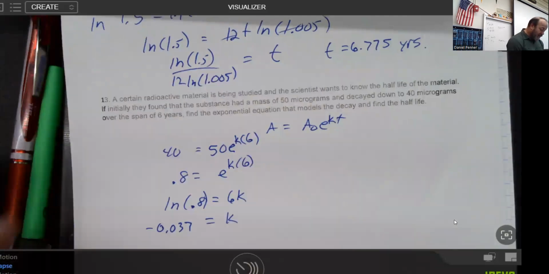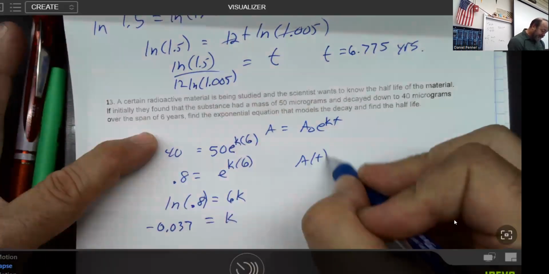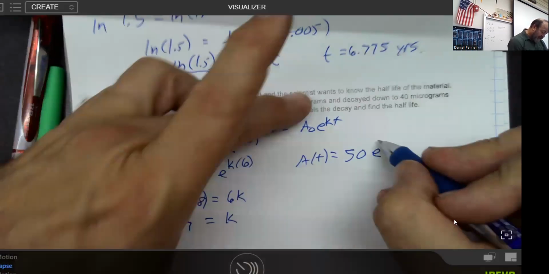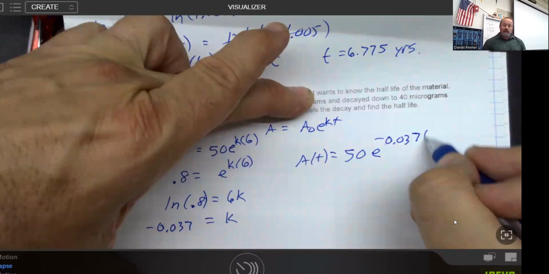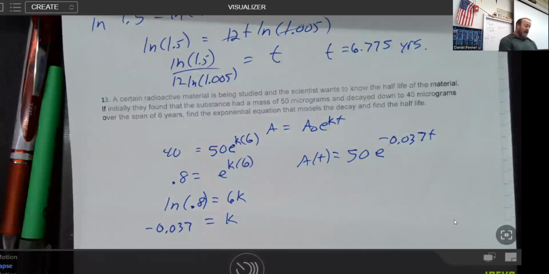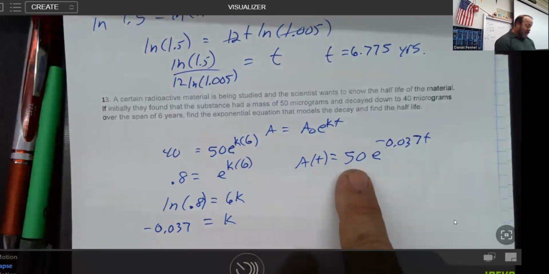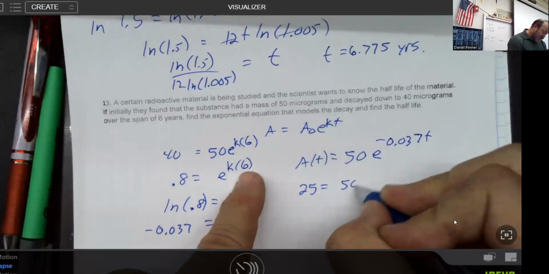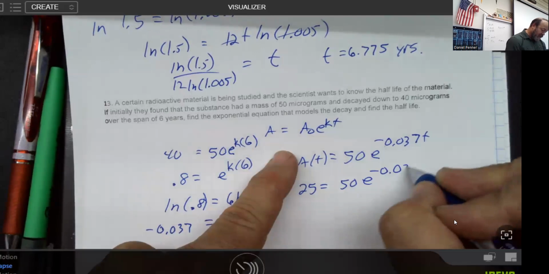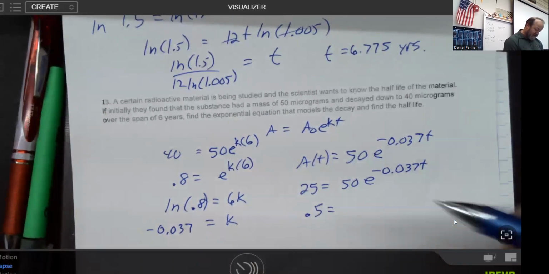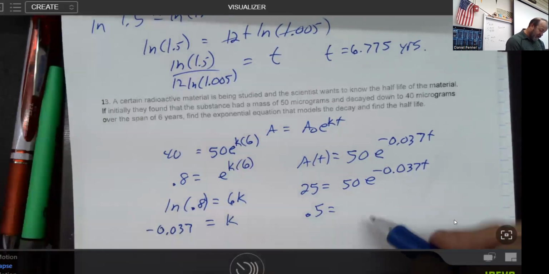So I now have my master formula, negative 0.037t. And I would really like to know what my half-life is. So in other words, how long would it take to get down to that half spot? So if this is 50, we're going to call it 25. Now this should look familiar because if you divide both sides by 50, you get 0.5, just like before we got 1.5 on the previous problem.